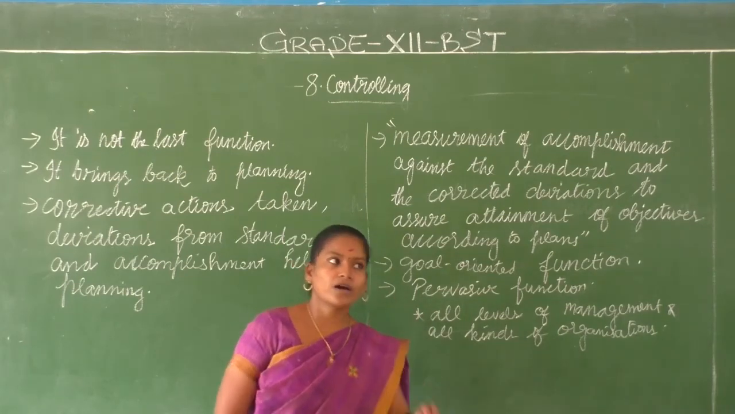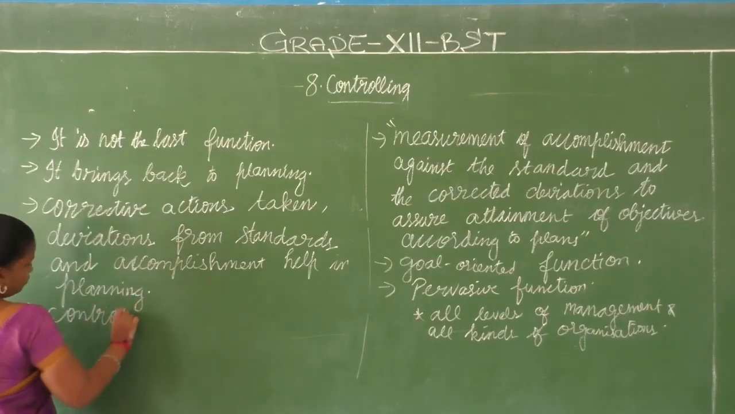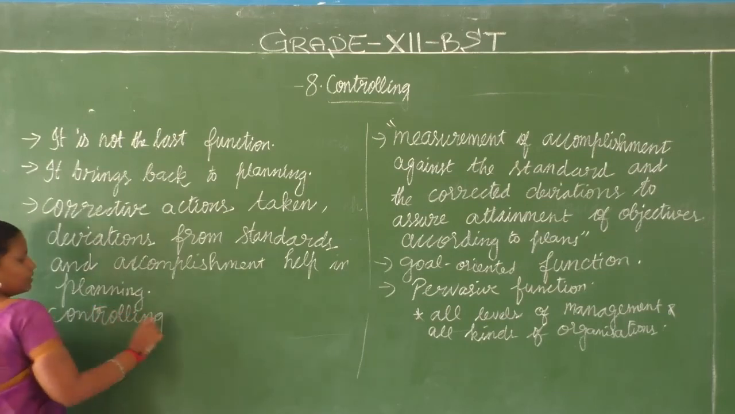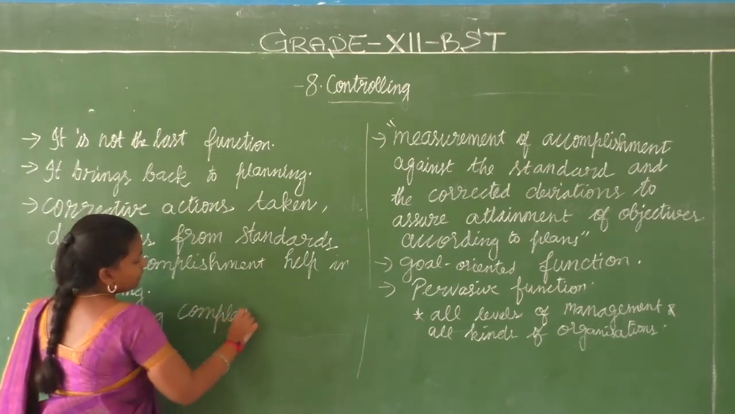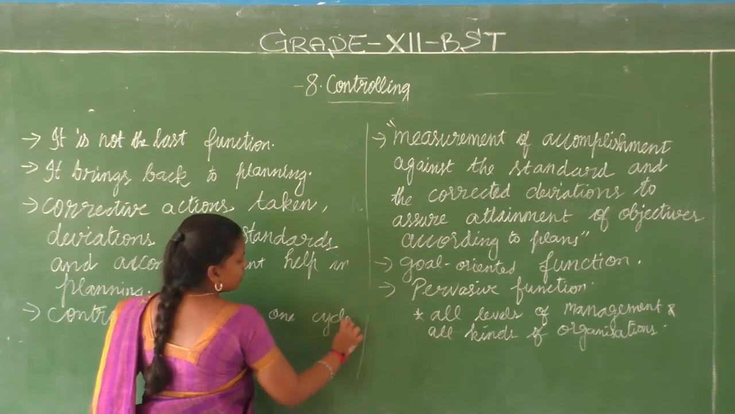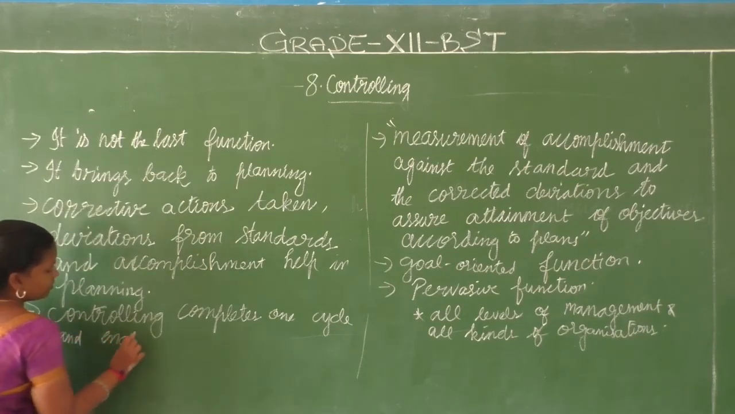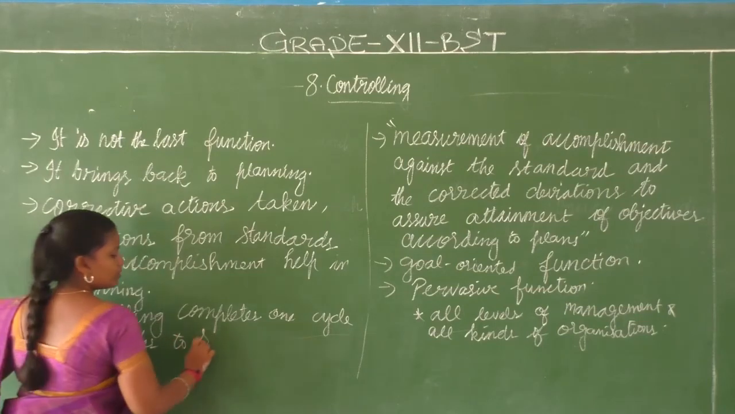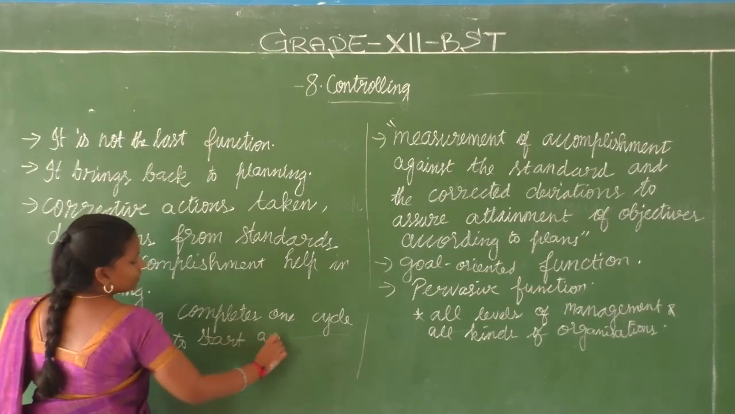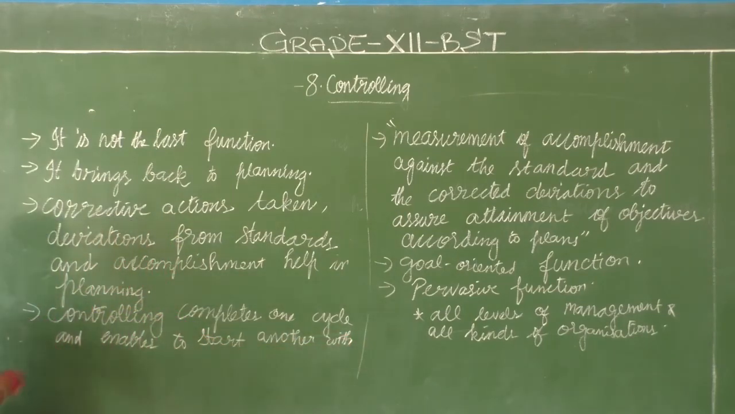So controlling, what does this function do? Controlling completes one cycle, and enables to start another with planning. Only when this is over can we go to the next planning, right?